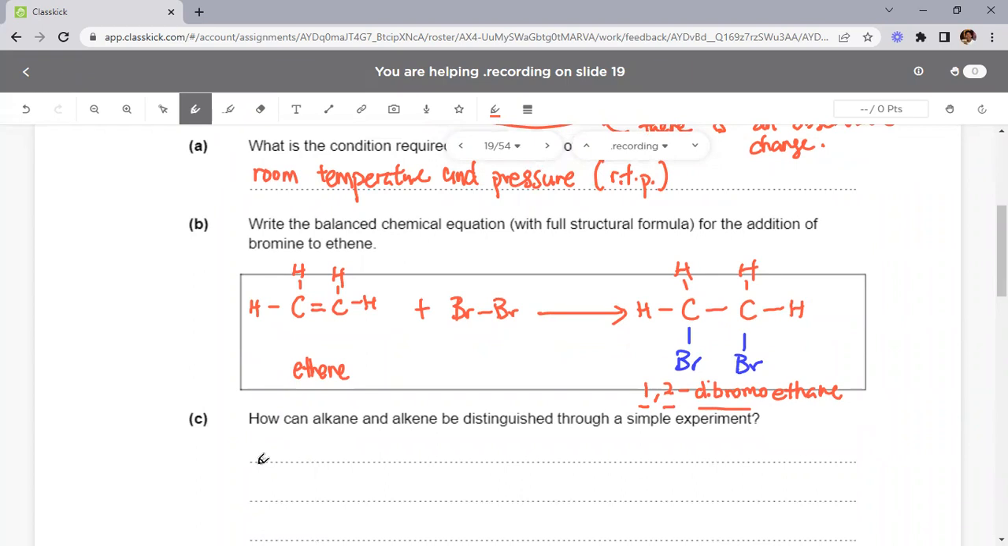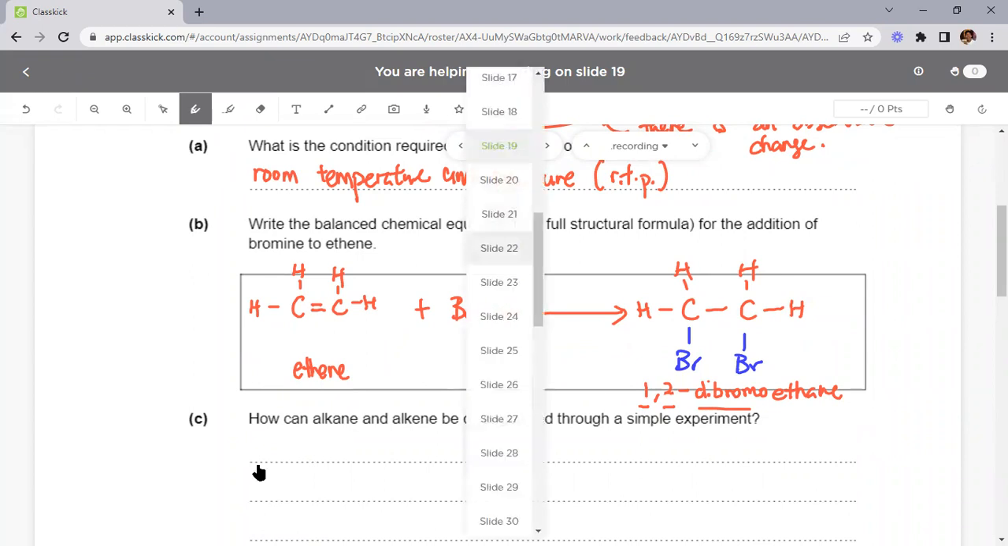Based on this, we're going to do a little bit of practice. I want you to have a sense of how the reaction works, how the addition really occurs. So we're going to go back to slide 22.